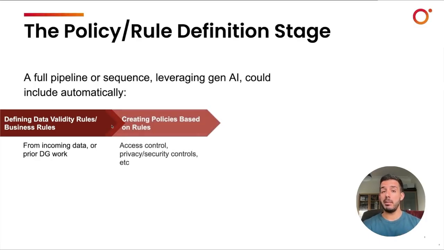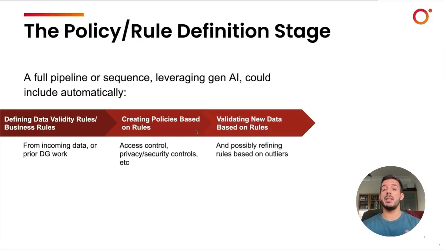Then we could create policies based on those rules, right? For example, now that we know that this specific number has to be between 1 and 50, or that a specific feature must have certain values, now we can define other things, right? Access control, privacy or security controls based on the sensitivity level of the data, data retention policies, regulation, and so on, right? What are the rules and the policies that come from that data set being documented?